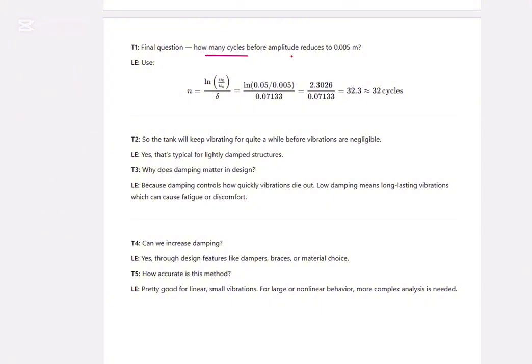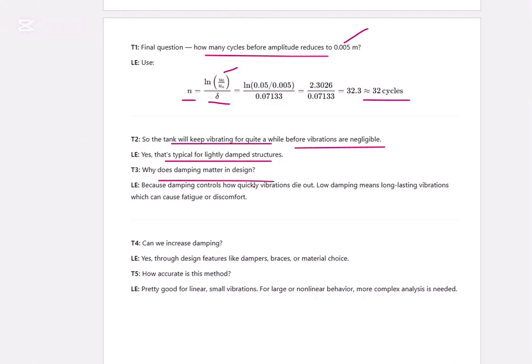Final question, how many cycles before the amplitude drops to 0.005? We can use the natural logarithm and the logarithmic decrement to find the number of cycles. So the tank will keep vibrating for quite a while before the vibrations are negligible. That's typical of lightly damped structures.